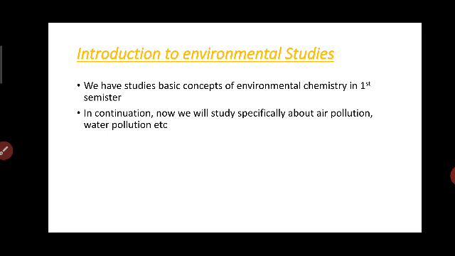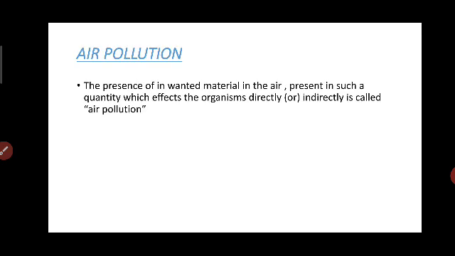We studied the basic concepts of environmental chemistry in the first semester. Continuing from that, now we will study specifically air pollution and water pollution, etc., in this session and in our second semester chapter. So, air pollution. What do you mean by air pollution? How does it spoil the air? First of all, what is air? We know from chemistry.